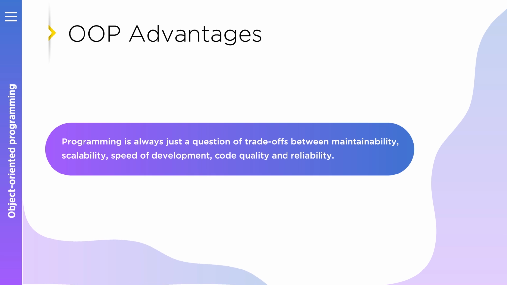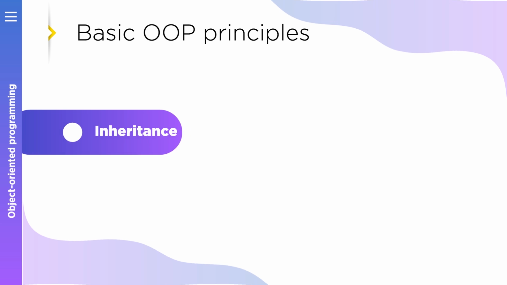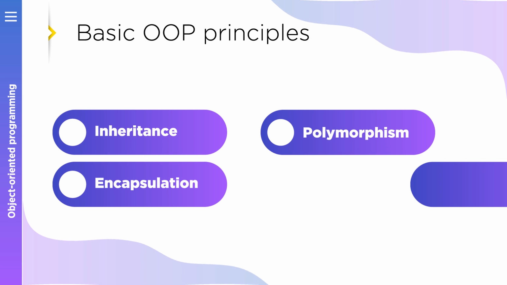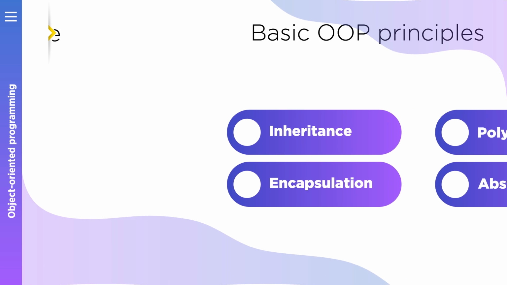code quality, and reliability. And now, when you understand on a high level what object-oriented programming is and why we need to learn it, let's review the basic OOP principles. They are inheritance, encapsulation, polymorphism, abstraction. Let's go one by one.